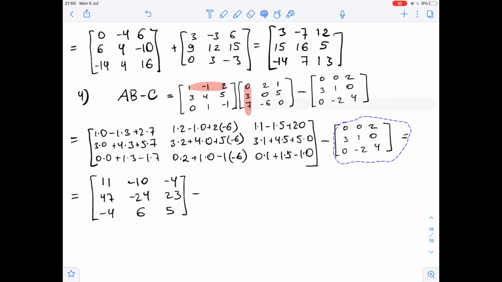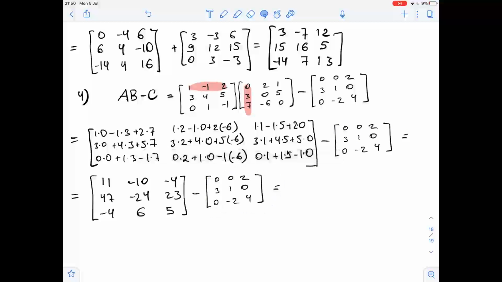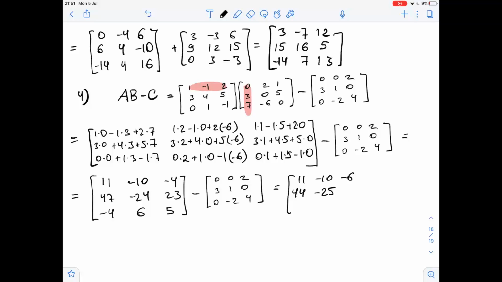Minus matrix C. So now we will do the subtraction. And we get 11 minus 0 is 11, negative 10 minus 0 is negative 10, negative 4 minus 2 is negative 6, 47 minus 3 is 44, negative 24 minus 1 is negative 25, 23 minus 0 is 23, negative 4 minus 0 is negative 4, 6 plus 2 is 8, and 5 minus 4 is 1. So this is the result in part 4.